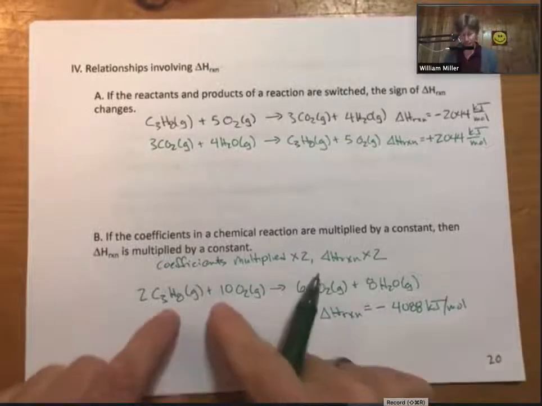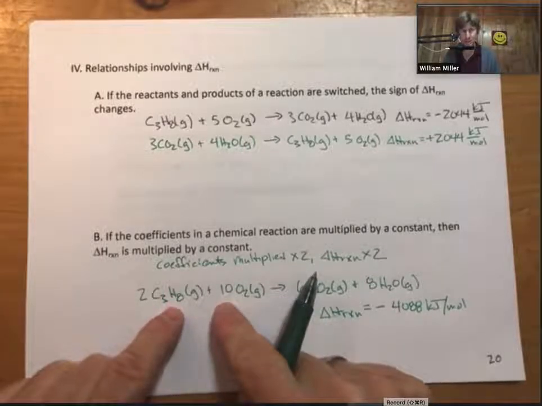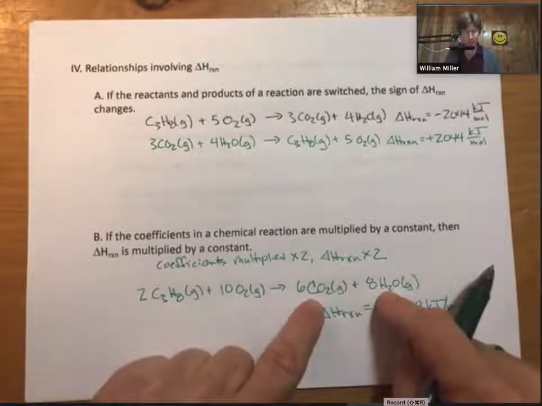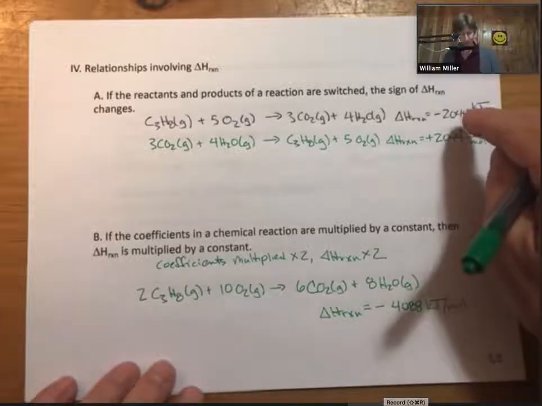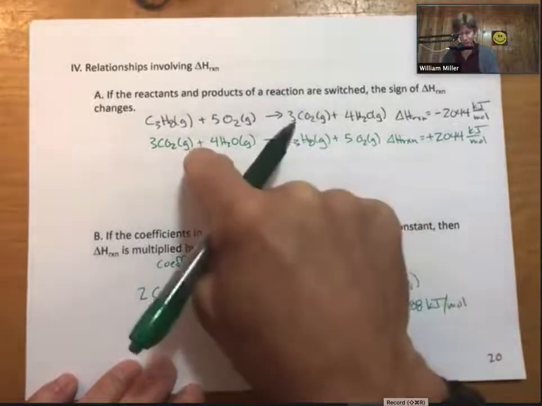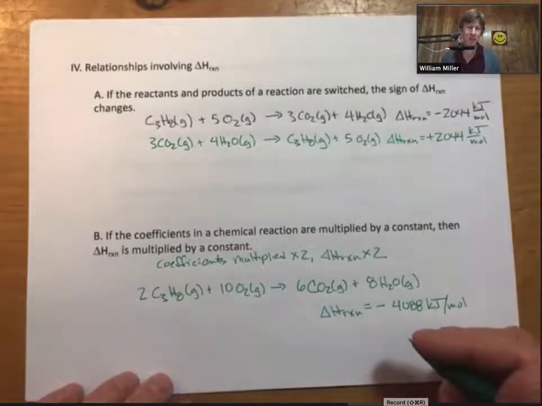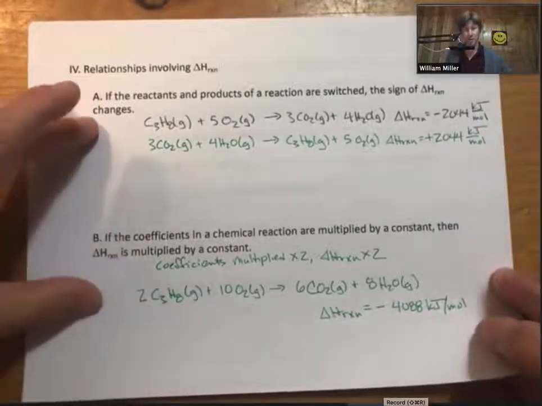And in the same way, if we have twice as much reactants, twice as large an amount, going to twice as large an amount of products, then we should expect to get twice as much energy released. In addition, each reaction with its own set of coefficients, its own reactants and products, has its own delta H value. So please be aware of that as well. Okay, so those are the two relationships we need.